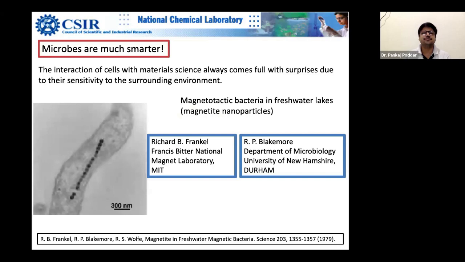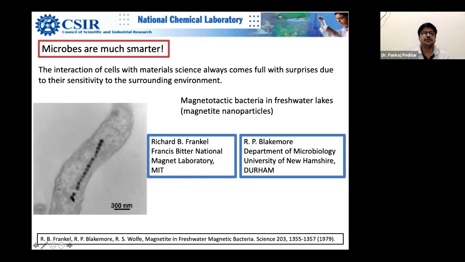Some of the ideas came as early as 1979, and it turns out that these bacterium systems are much smarter than what we knew earlier. The interaction of cells with material science always comes full of surprises due to their sensitivity to the surrounding environment. This is the example of magnetotactic bacteria, which are usually found in freshwater lakes. On your left-hand side is a transmission electron microscope image with a scale bar of 300 nanometer, and you can see the synthesis of iron oxide Fe3O4, or you can call it magnetite, taking place here.